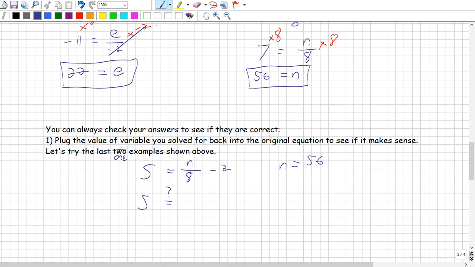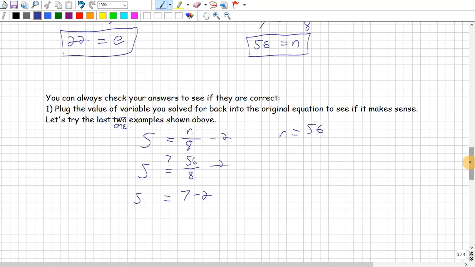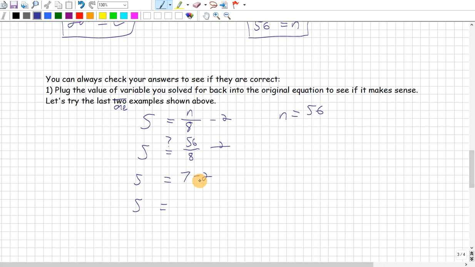So 5, we're going to check. I'm going to put a little question mark above the equal sign: is 5 equal to 56 divided by 8 minus 2? That's what we're checking, to see, did we do this right? So 56 divided by 8 is 7. 7 minus 2, you might have guessed, is 5. So therefore, this checks out. That is correct. That is how you check. Start with your original equation, replace the variable with the value you found, and check to see, is it right? So that's when the book says check, or solve, and then check.